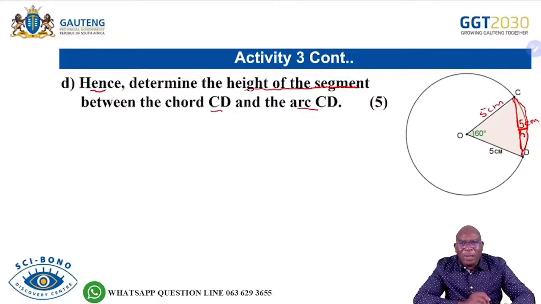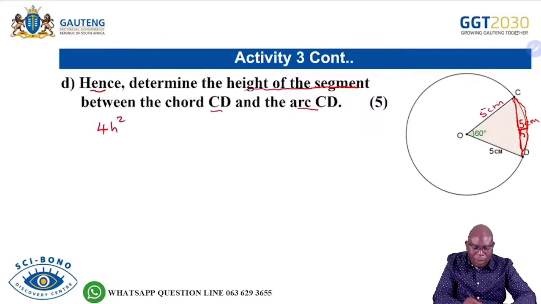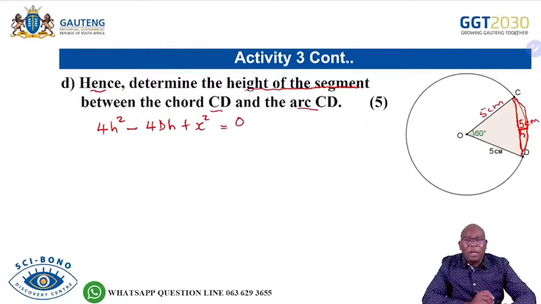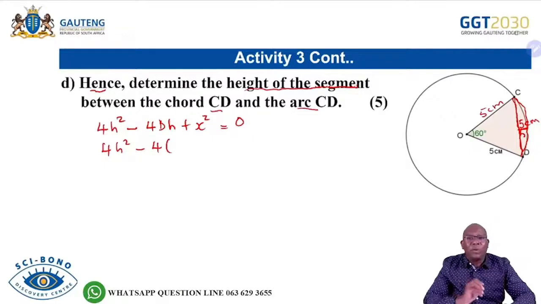So how am I going to calculate the height? So remember, if I've got a chord, I need to find the height. I can do this. So the formula that I'm going to use now will be 4h squared minus 4dh plus x squared equals 0. Now remember, I need the height. So h I don't have. The diameter I have. What will be my diameter? I have 5 as my radius, meaning that the diameter will be 10.